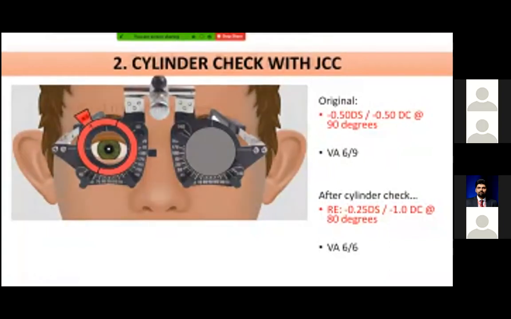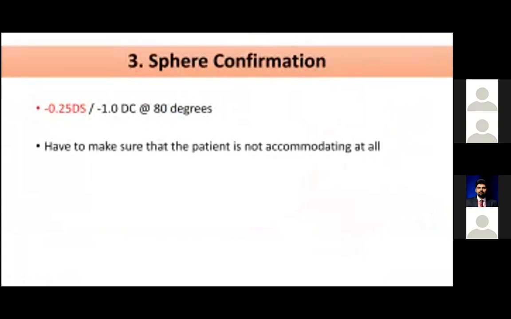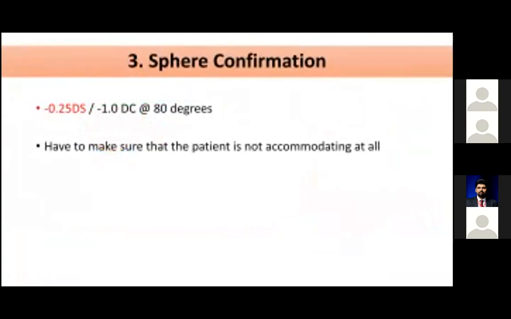After this, we have to reconfirm the sphere. Okay, what is the purpose of reconfirming the sphere again? The purpose of doing this is to make sure that the patient is not accommodating at all. And to ensure that the patient is not accommodating at all, we do certain tests. I'll just come to that. But why is this accommodation so important?